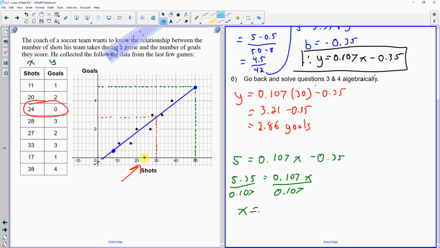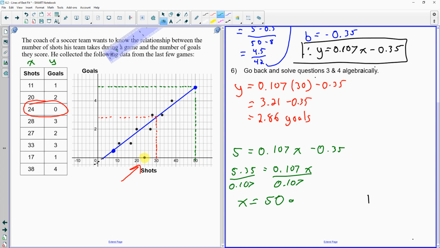So 5.35 divided by 0.107 gives me exactly 50, which makes sense because I used this point in order to come up with our equation to begin with, and that was also based on our graph exactly what I saw. So I would expect 50 shots was taken in this case.